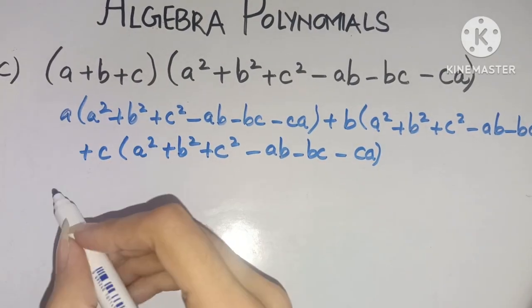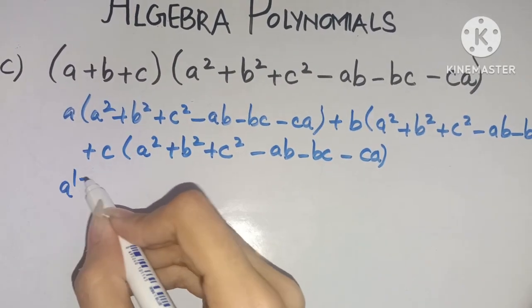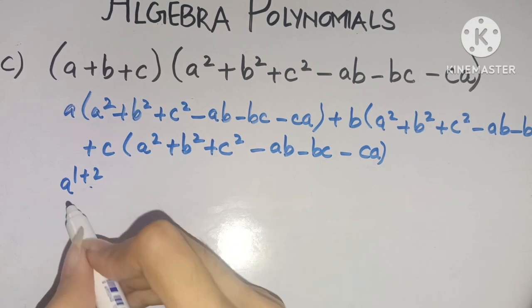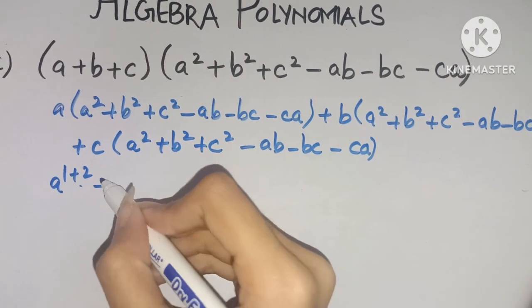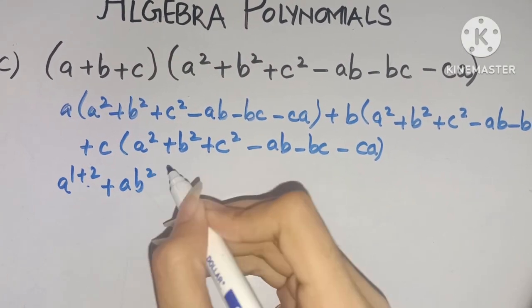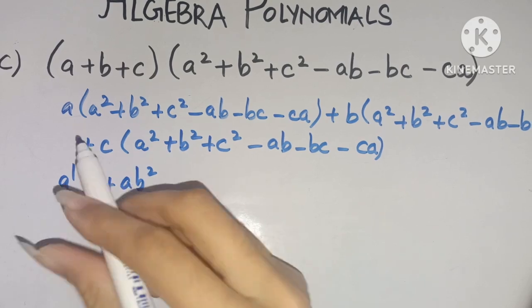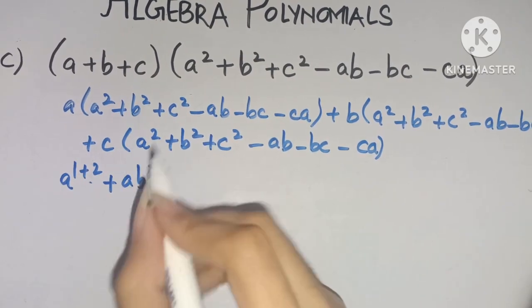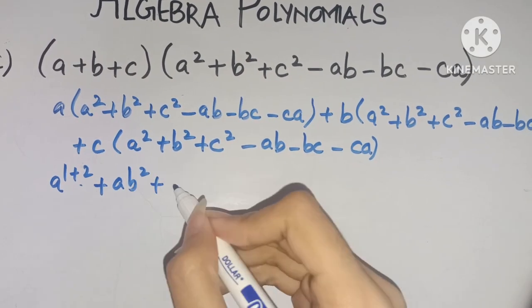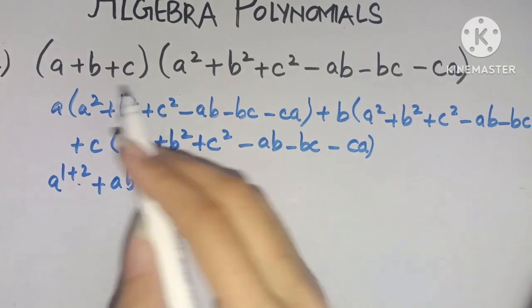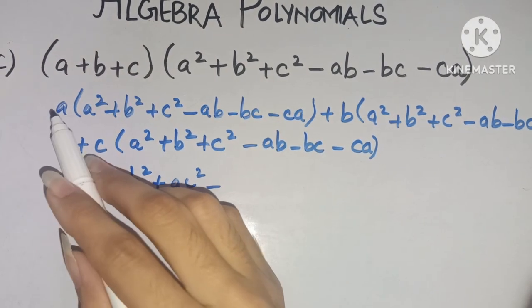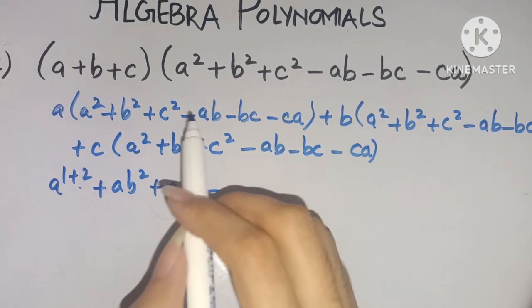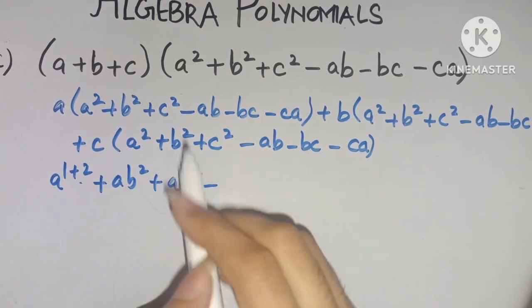So here a has a power of 1, so 1 plus 2 power will be 3. I'm just writing it like this because I want to go step by step. And plus ab square, because there is nothing in common. The variable is not common, so we'll not add the powers. We'll just write ab square plus ac square and minus. Why is minus coming over here? Because here is plus. When there is no sign, it means that here is plus. So plus minus will be minus.